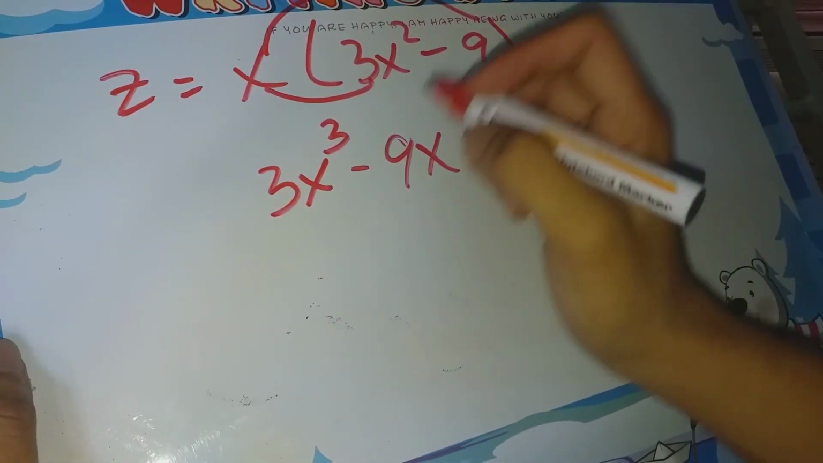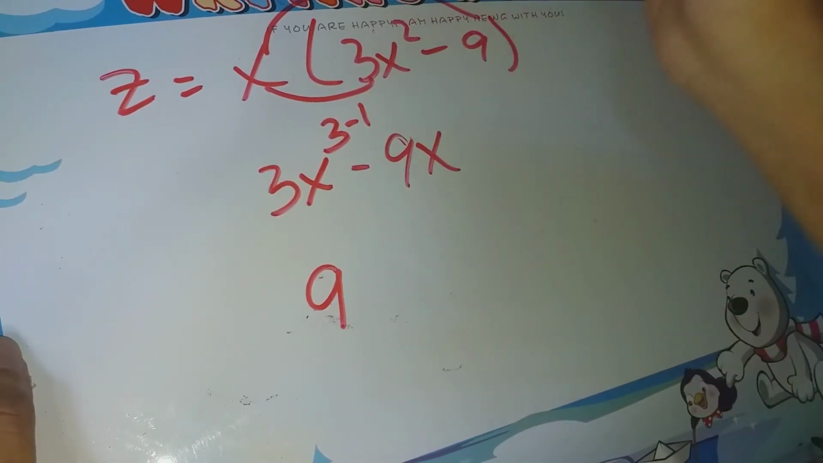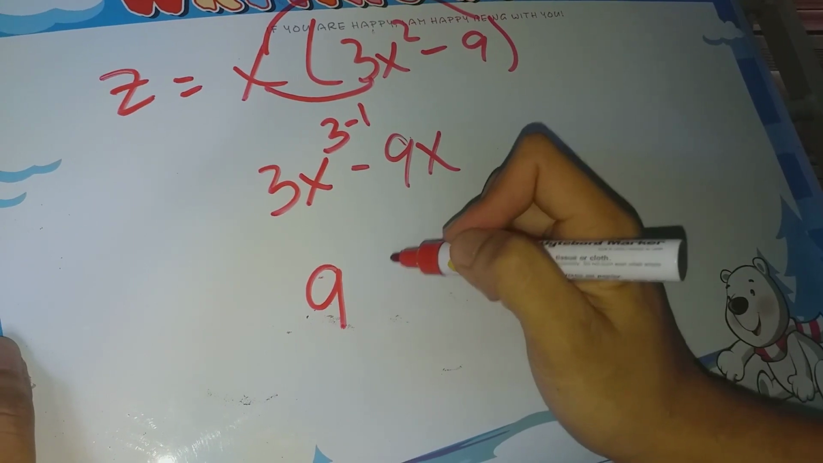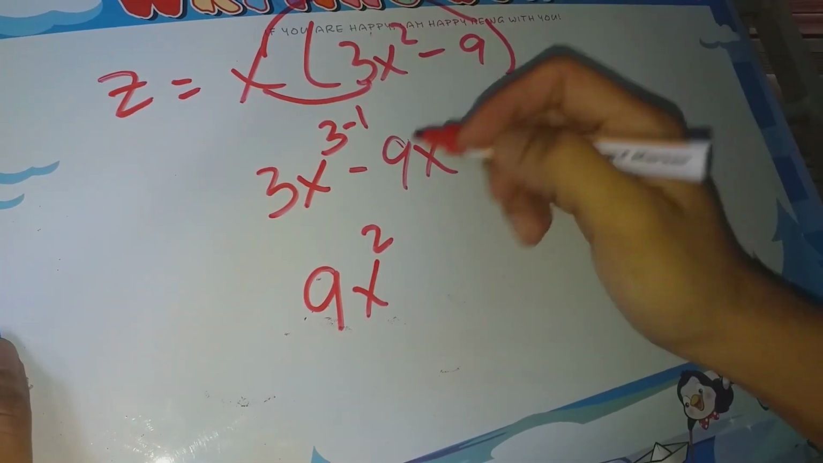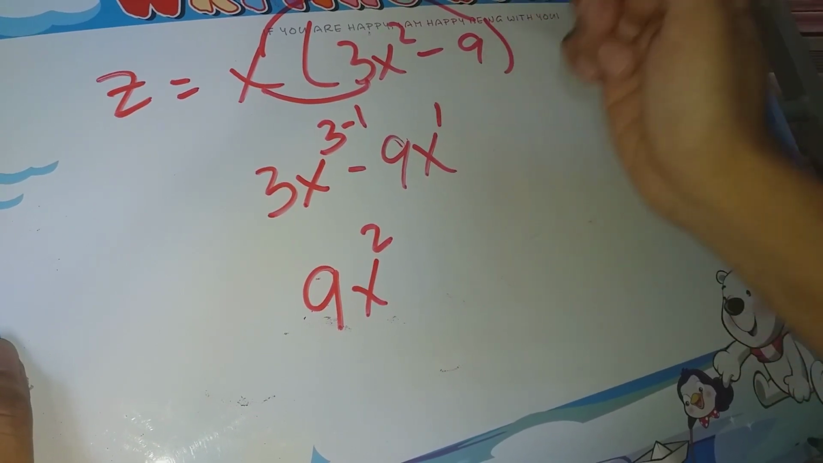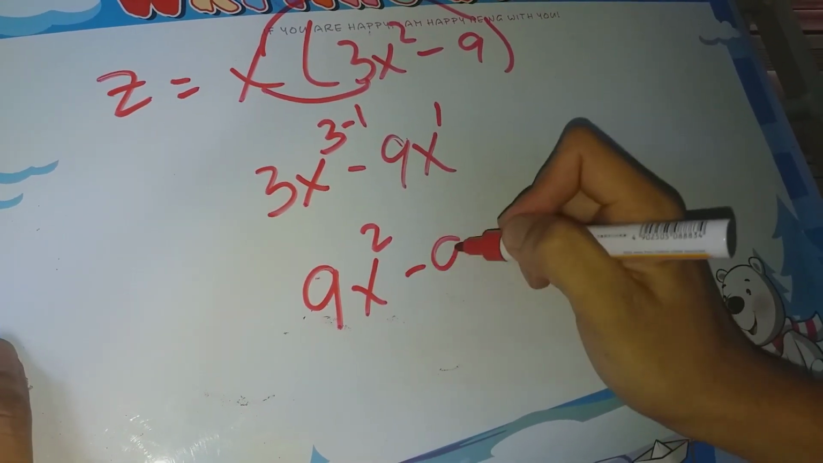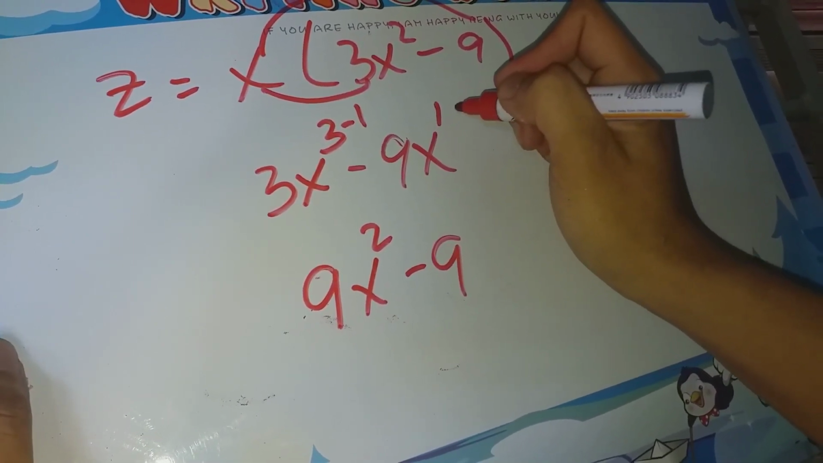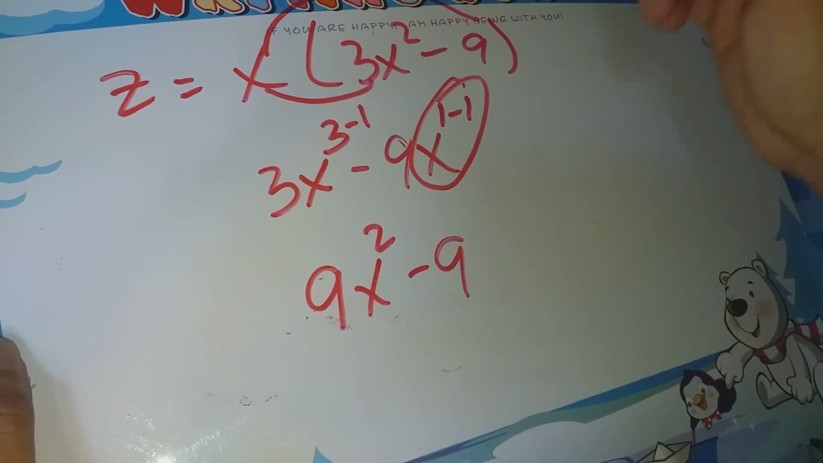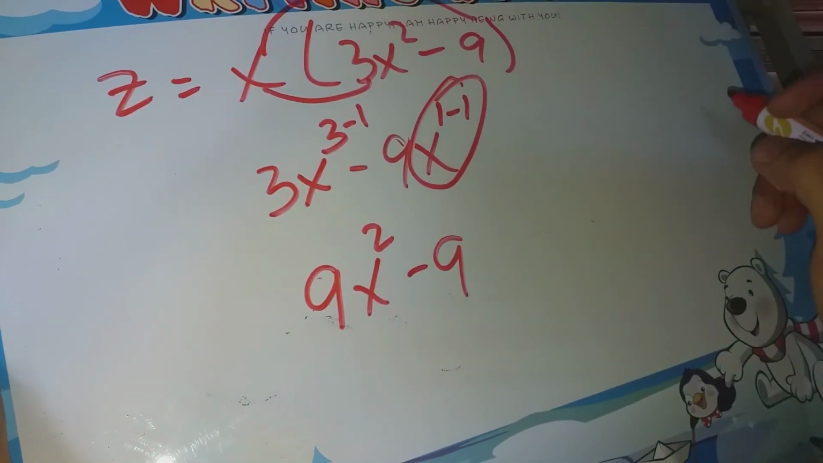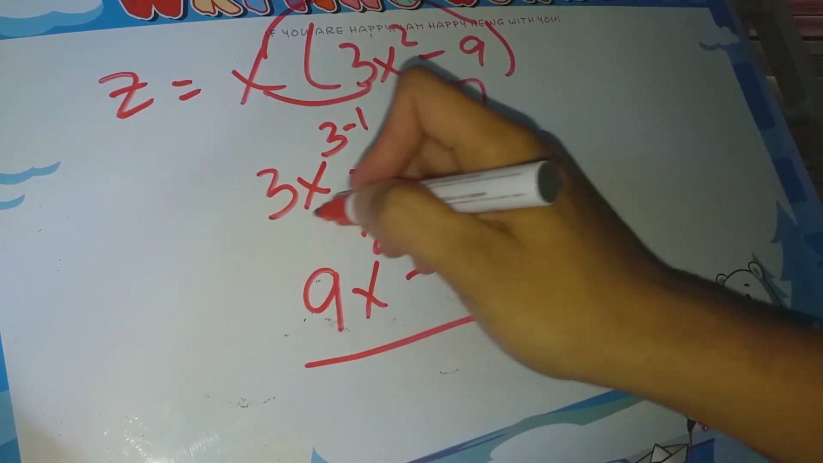3 multiplied by 3 is simply 9. And then subtract 1 from the exponent. So 3 minus 1 is x squared. And then to the next term, there is an imaginary 1 here. Negative 9 multiplied by 1 is negative 9. And then subtract 1 from the exponent, or simply disregard the literal coefficient. So the answer on problem number 5 is 9x squared minus 9.